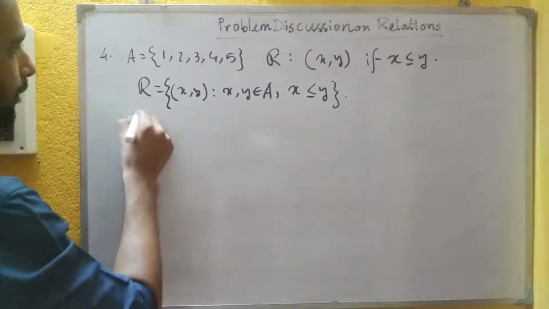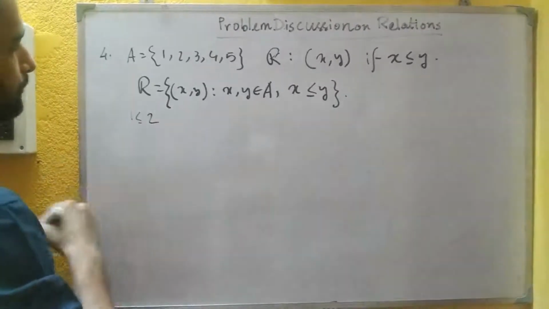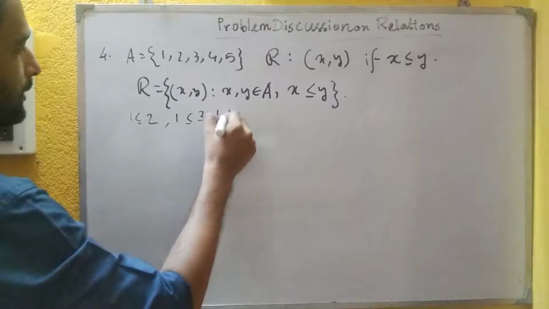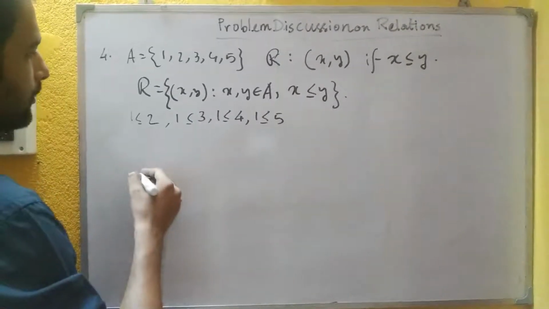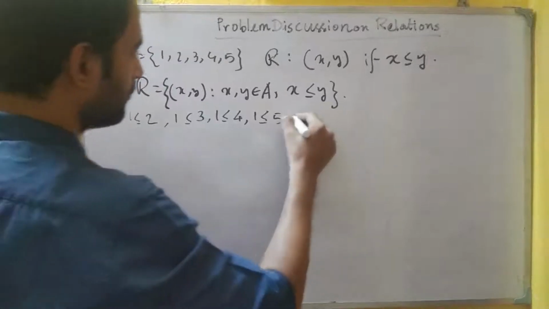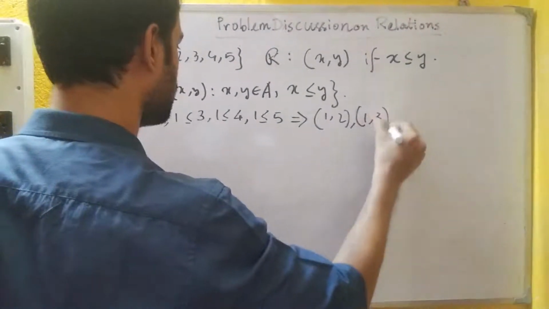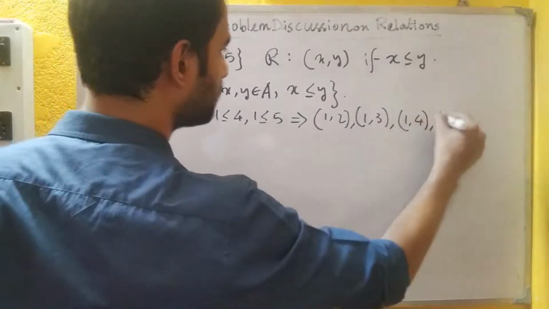Clearly we can see that 1 is less or equal to 1, 1 is less or equal to 2, 1 is less or equal to 3, 1 is less or equal to 4, 1 is less or equal to 5. So with these inequalities we can get these ordered pairs 1 2, 1 3, 1 4 and 1 5.